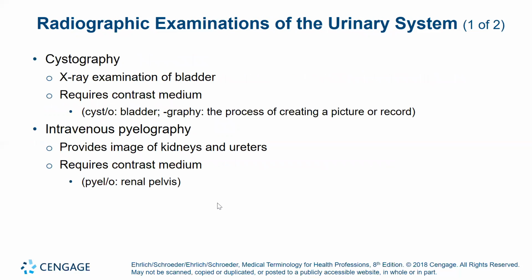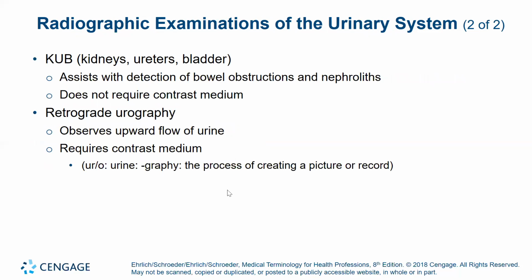Let's take a look at the radiographic examinations. We have cystography. It's X-ray examination of the bladder. Intravenous pyelography. This is where it provides image of kidneys and ureters. We have KUB, kidneys, ureters, and bladder. This assists with detection of bowel obstructions and nephroliths, which are kidney stones. We have retrograde urography. Observes upward flow of urine.